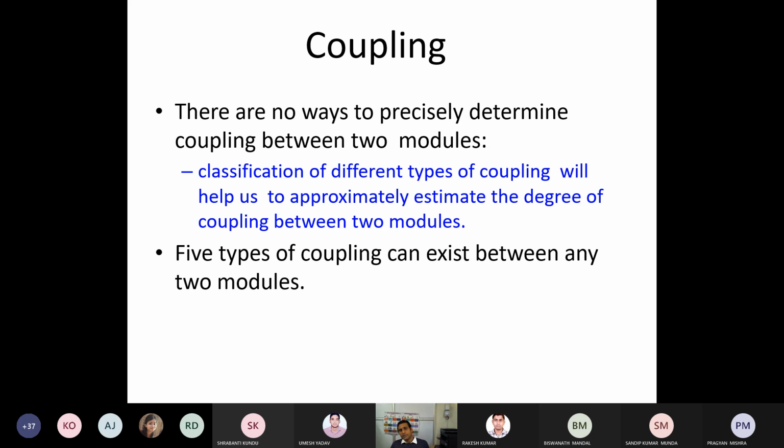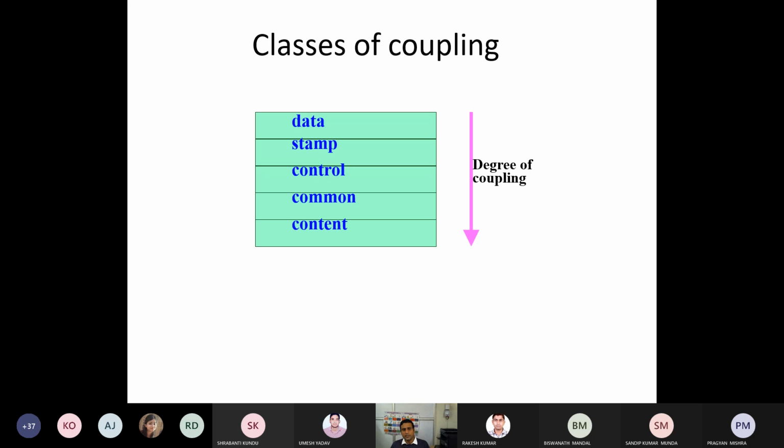There is no way to precisely determine coupling between two modules. However, we can approximately estimate the degree of coupling. There are 5 types of coupling; we'll see them one after the other. Usually you have data, stamp, control, common, and content. The degree of coupling increases from data to content as you go. Okay, so we'll see what a data coupling is.